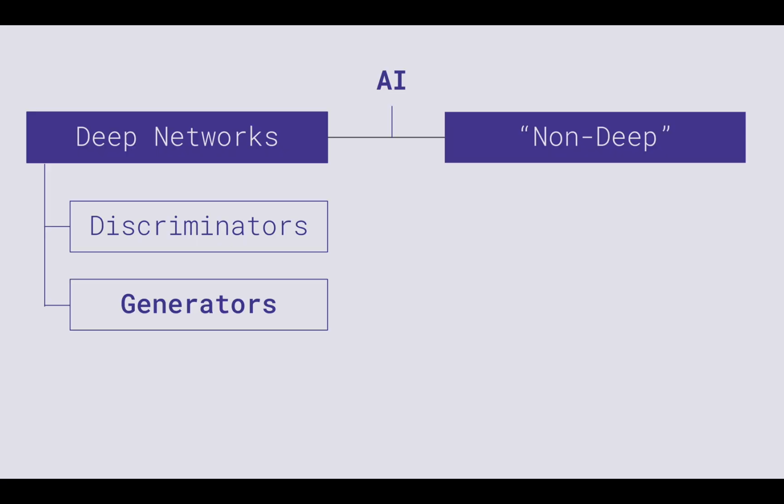But within the other class, and probably what we're mostly talking about here, is generators. And those sort of do the opposite of this. They actually create new content, right? And that's what the word generative means.